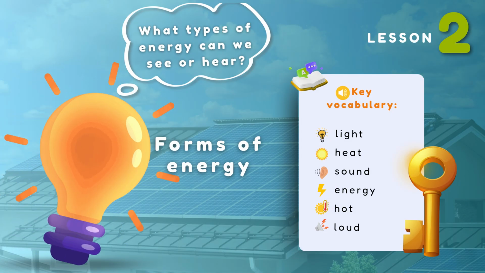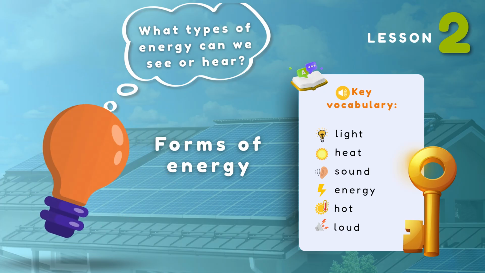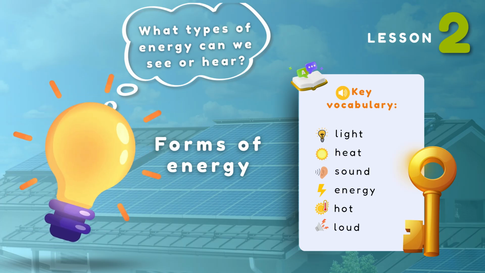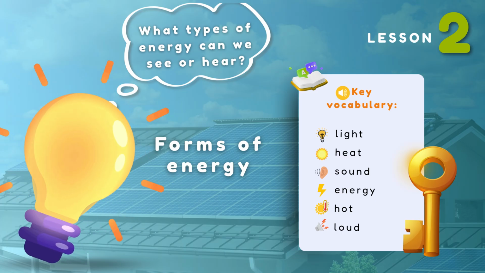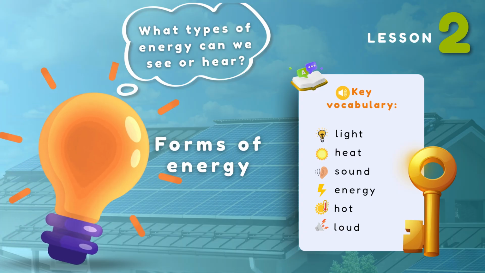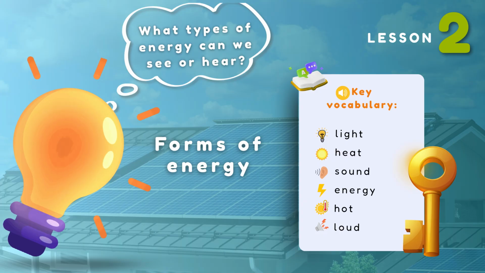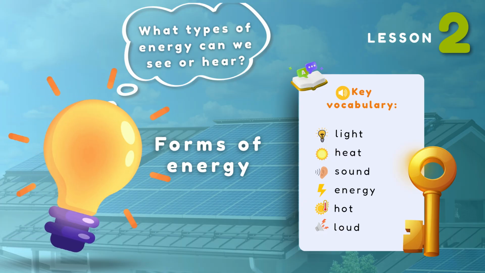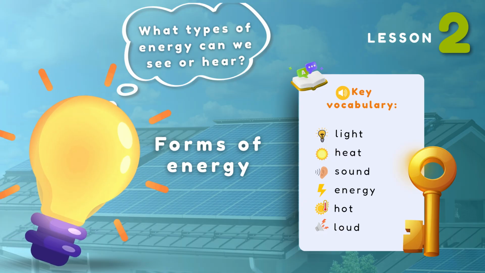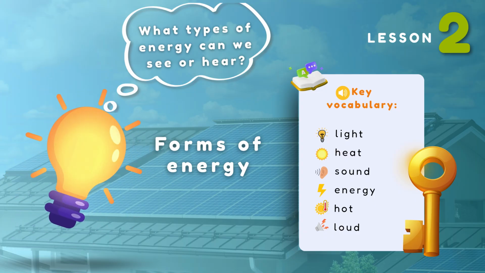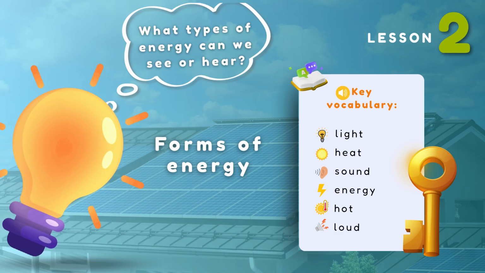Lesson 2. In this lesson, we will ask ourselves the following questions. What types of energy can we see or hear? Forms of energy. Memorize these words. Key vocabulary: light, heat, sound, energy, hot, loud.